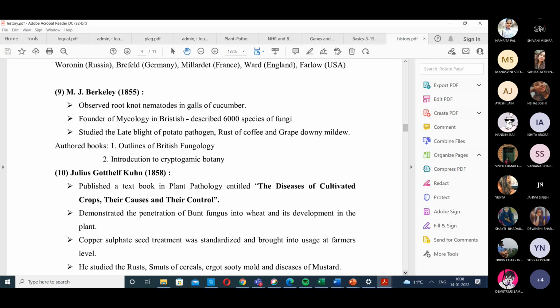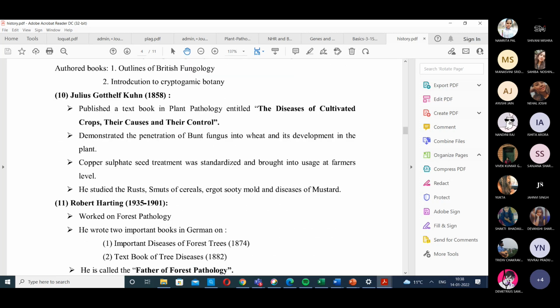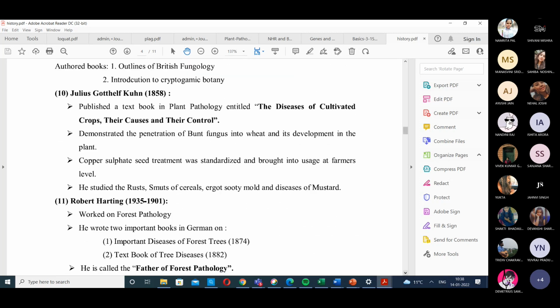So Ingall studied the nematodes, and he is the founder of mycology in Britain. He described around 6,000 species of fungi. He studied the late blight of potato pathogen, rust of coffee, grape and downy mildew, and he authored some books also. Then we have Julius Cohn. He again published a book in plant pathology, called Diseases of Cultivated Crops and Their Causes and Their Control. And he did some studies on the bunt fungi also.